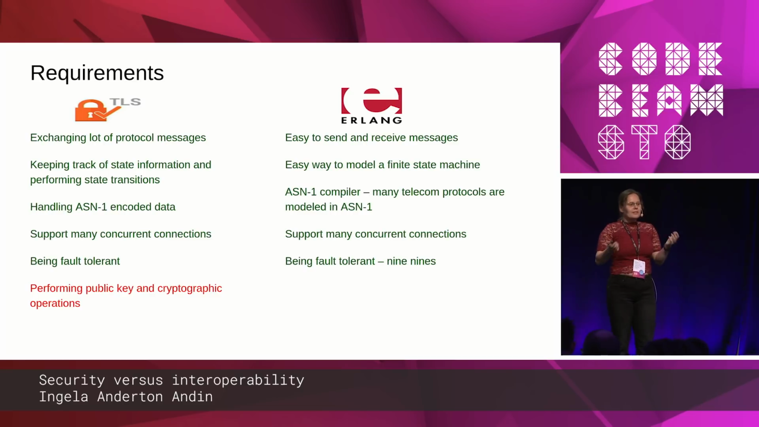And also, we have this thing called certificates. It's like a passport, you could say, to do the authenticity part. And they're specified by ASN.1. So we need to be able to handle ASN.1 specifications. And Ericsson is a telephone company, and lots of telecom protocols are defined with ASN.1. So that's a good fit too.